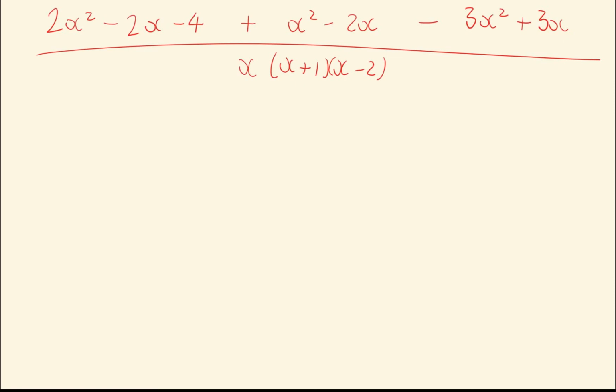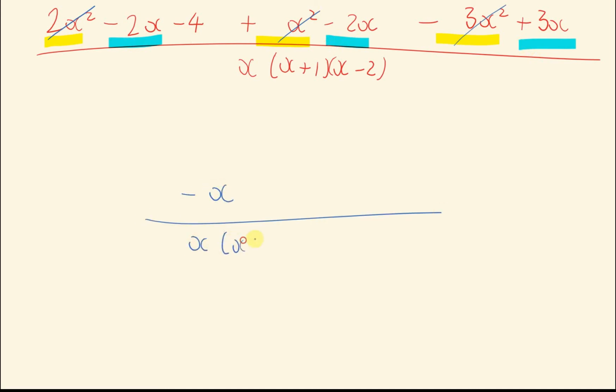So looking at the x squareds, I've got 2x squared plus x squared minus 3x squared. That is nothing, that cancels out. Next, looking at my x's, I have minus 2x plus 3x. That will give me minus x. And again, it's still over the same fraction. And lastly, looking at the numbers, we have minus 4, and that is it. So it's just minus x minus 4. And then we're done. From what I've seen, that's pretty much as hard as it will get for adding or subtracting fractions.